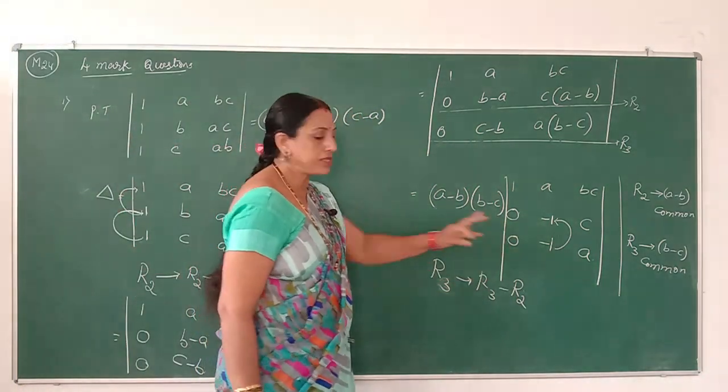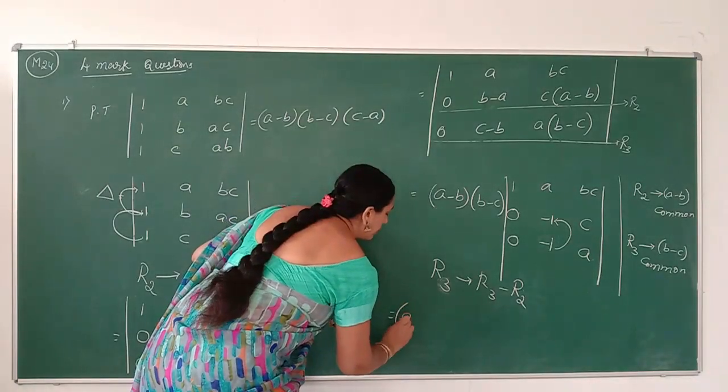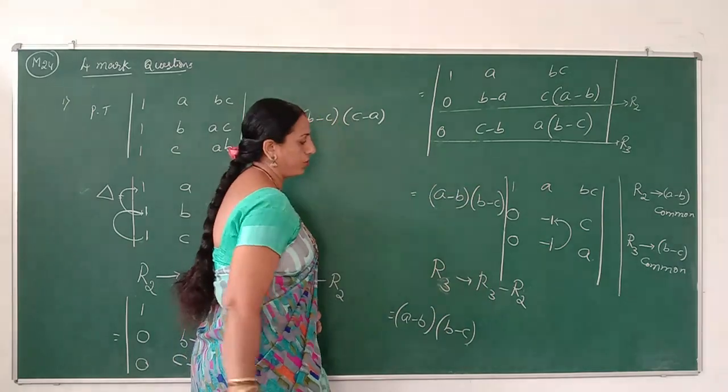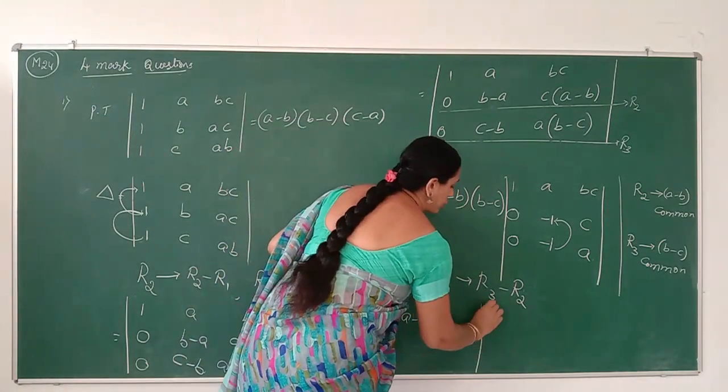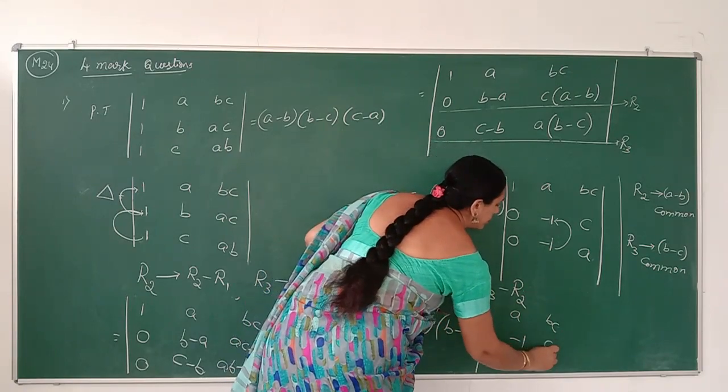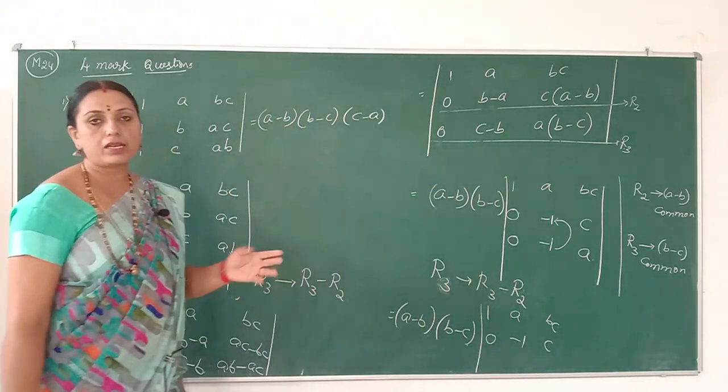R3 minus R2. So what are the common elements? A minus B and B minus C will be continuous. So in the elements of the first row 1, A, B, C and the elements of the second row 0, minus 1, C, again there is no change.